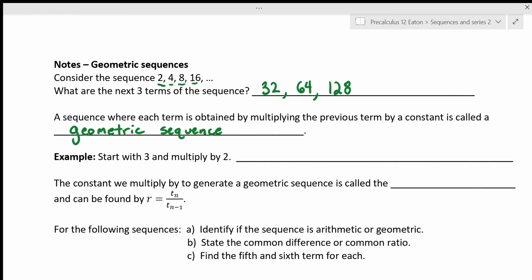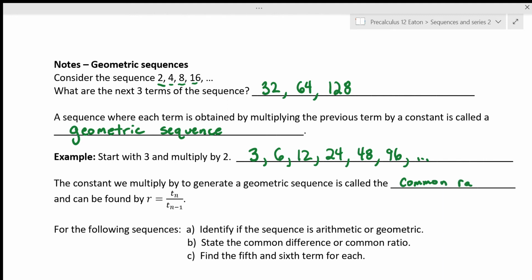So here's an example to generate a geometric sequence. We'll start with 3, and then each term will be multiplied times 2 from the term before. So we have 3 times 2 gives us 6, 6 times 2 gives us 12, 12 times 2 gives us 24, 24 times 2 gives us 48, 48 times 2 gives us 96, and we could carry on as long as we wanted. So the constant that we multiply to generate a geometric sequence is called the common ratio.